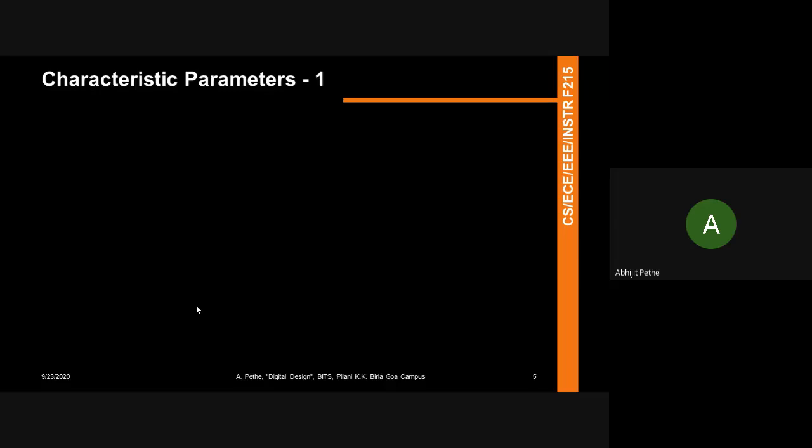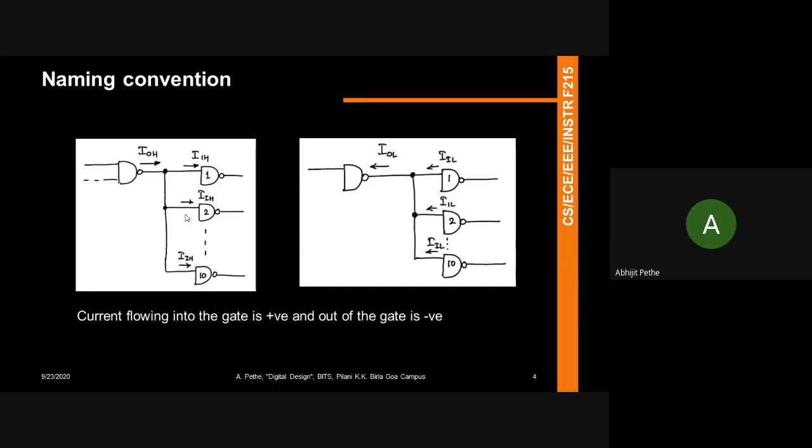Positive or negative? I didn't get that. So if current is flowing into a gate, I will call it a positive current. If the current is flowing out of a gate, I'll call it a negative current.